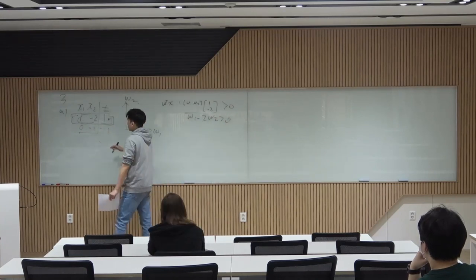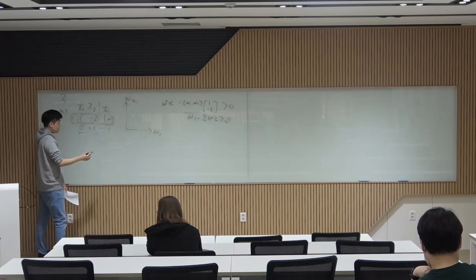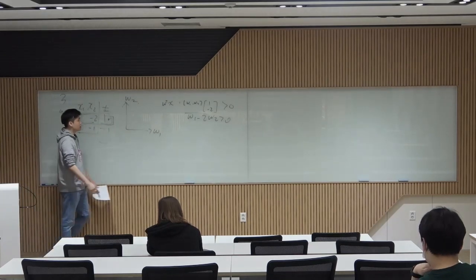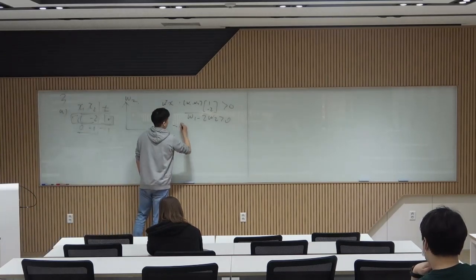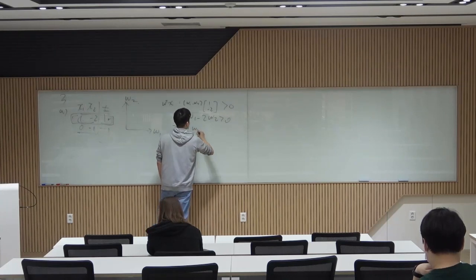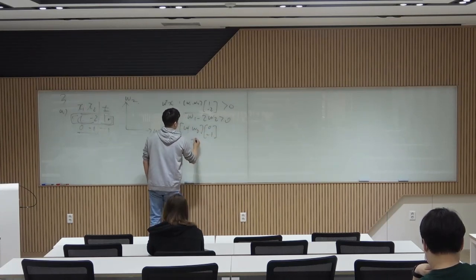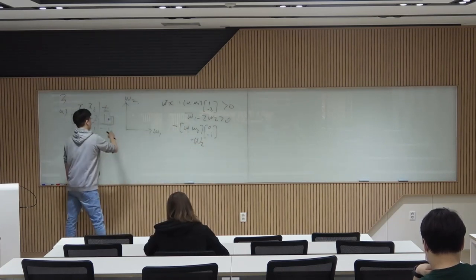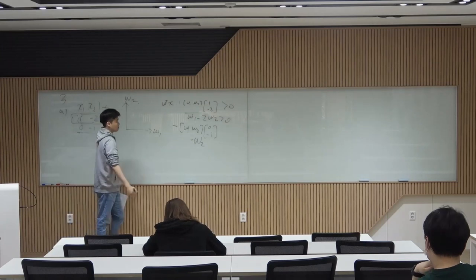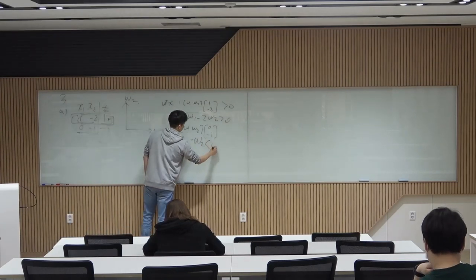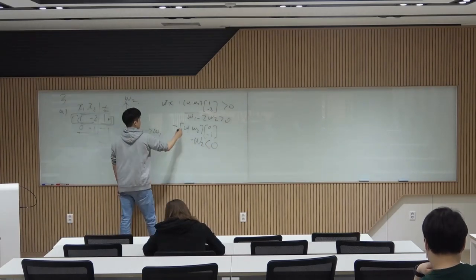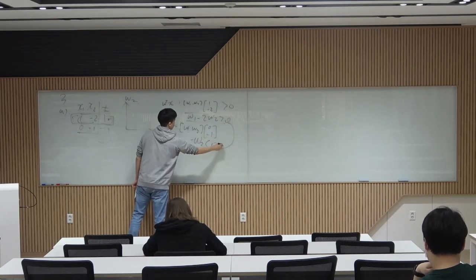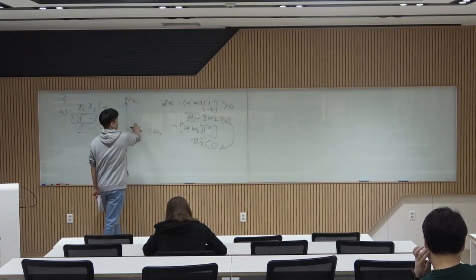Then let's look at the second training example. The second training example is 0, negative 1. If you do W1, W2 times 0, negative 1, we get negative W2. And this has the negative class, so negative, okay? So let's draw these 2 on this weight space.